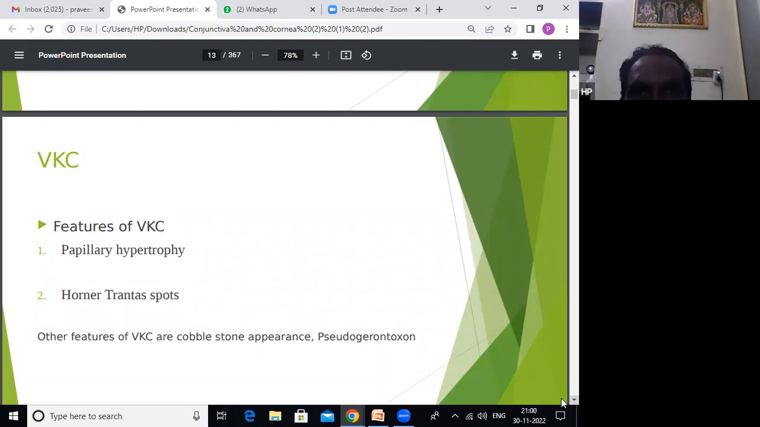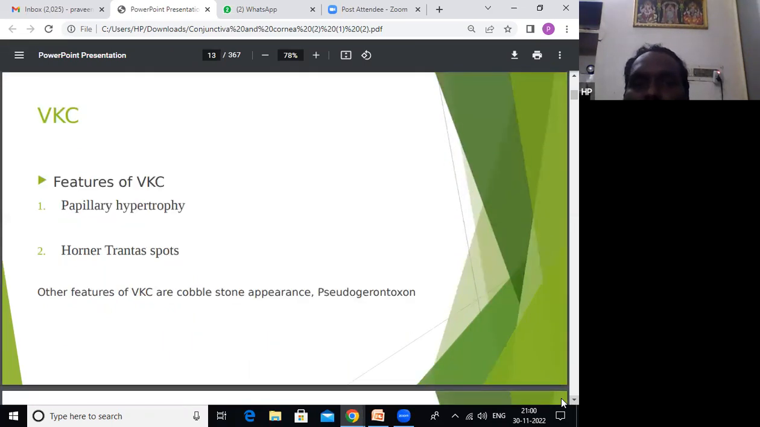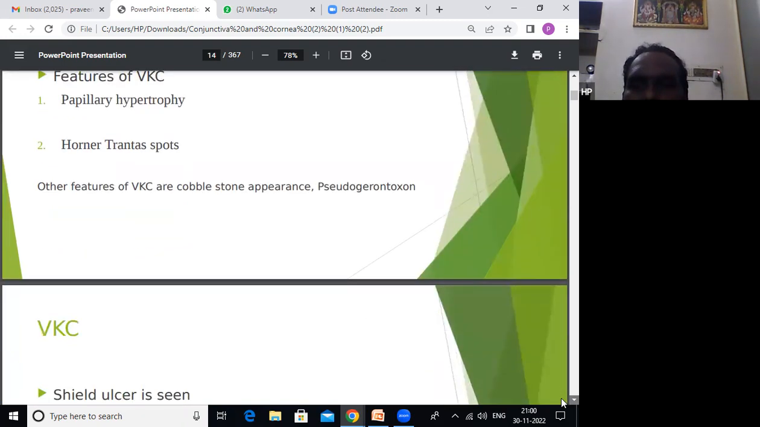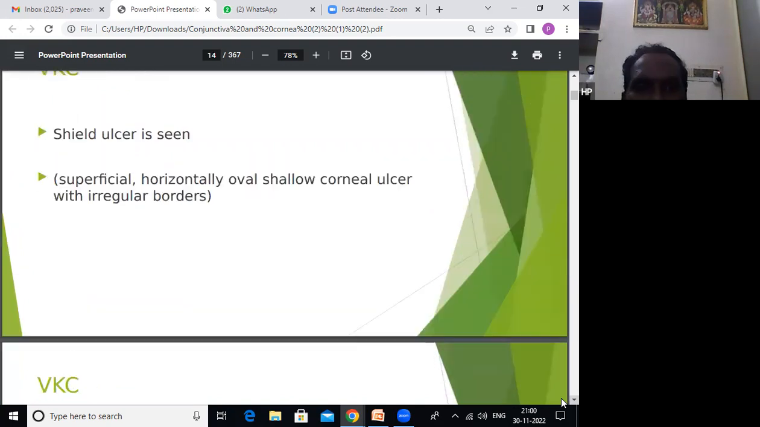And what are Horner-Trantas spots? This is the accumulation of debris around the limbus. This is called Horner-Trantas spots. So the question can be: Horner-Trantas spots are seen in spring catarrh or vernal conjunctivitis, Klippchen-Null conjunctivitis, trachoma. So this should not confuse you. You just have to memorize that Horner-Trantas spots are seen in spring catarrh. Other features you can see in VKC are a cobblestone appearance and pseudoxanthine. I've already told you shield ulcer is seen in VKC.